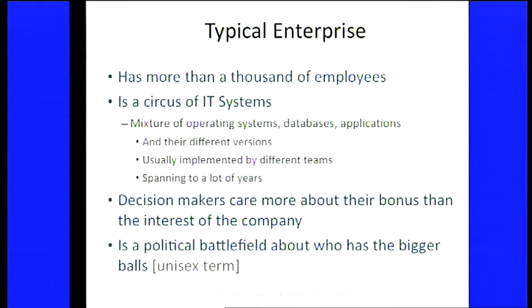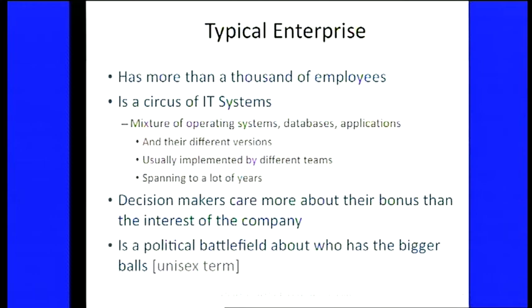We'll come to them. But first, let's talk about the typical enterprise. I mean, I come from the enterprise environment. Like you see here, a typical enterprise has more than 1,000 employees. And it's a circus of IT systems, so everything that you can imagine of all kinds of systems, Oracle, SQL, whatever databases, you'll find in a typical enterprise. And of course, there are different versions, which are usually implemented by different teams and sometimes even trainees. So, also spanning a lot of years where some departments are even extinct and don't exist anymore.